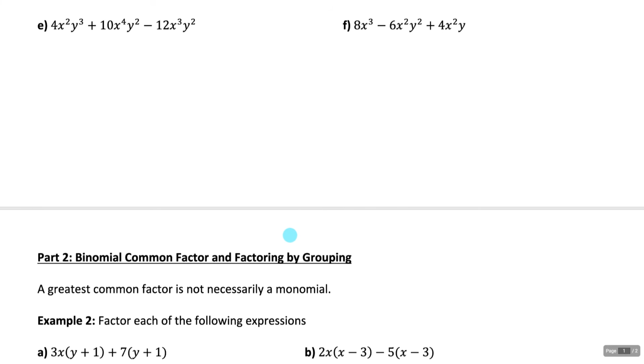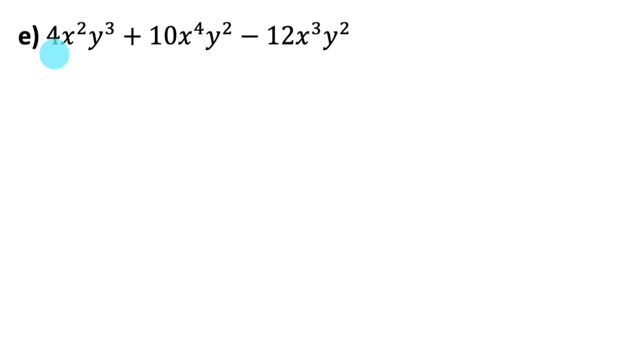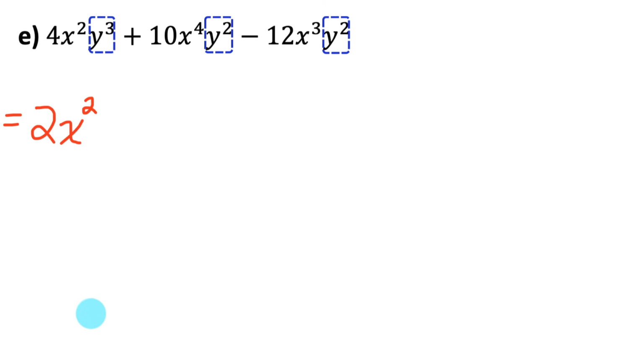Let's try 2 more where we're taking out a monomial as our greatest common factor. Notice in part E, all 3 terms, the coefficients are 4, 10, and 12. The greatest common factor between 4, 10, and 12 is 2. So I'm going to take out a 2. All 3 terms have factors of x. The one with the smallest exponent is x squared, so I'm going to take out an x squared as part of my greatest common factor. And they all have factors of y. The smallest exponent on y is 2, so I'll take out a y squared.